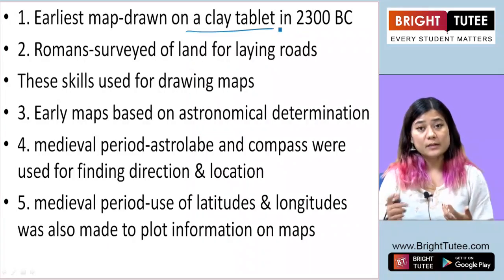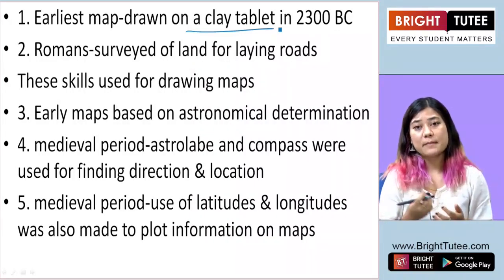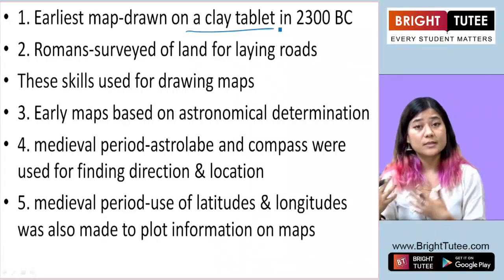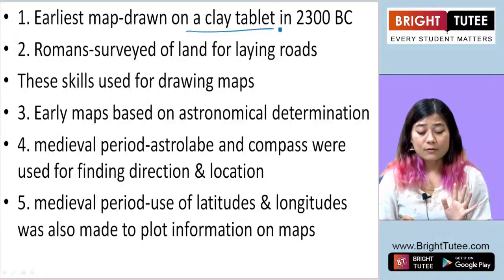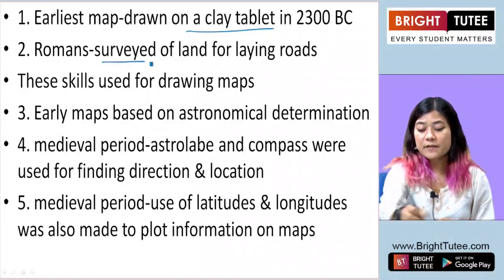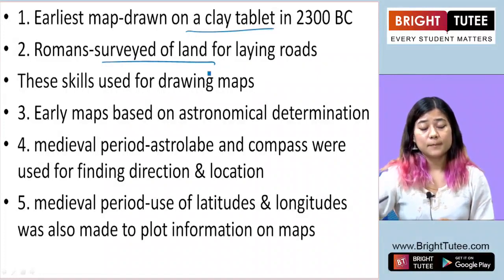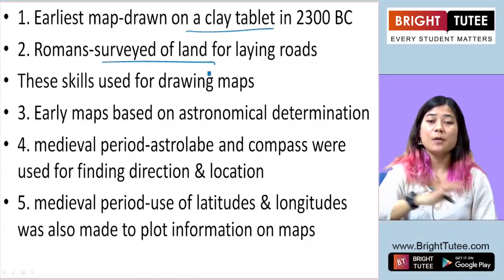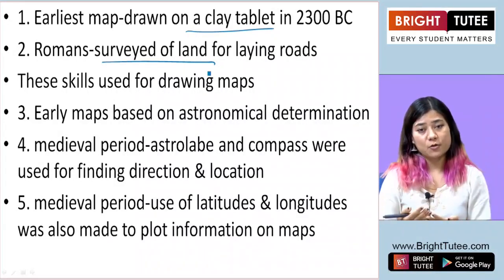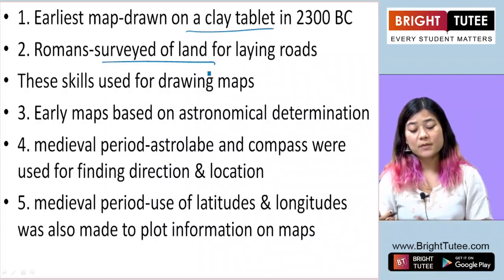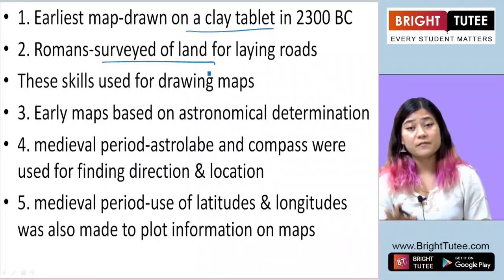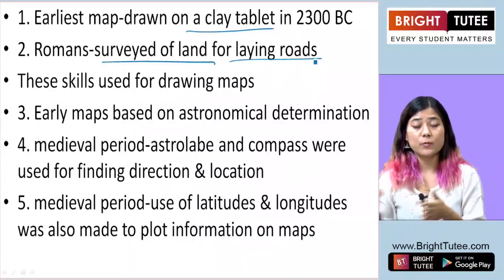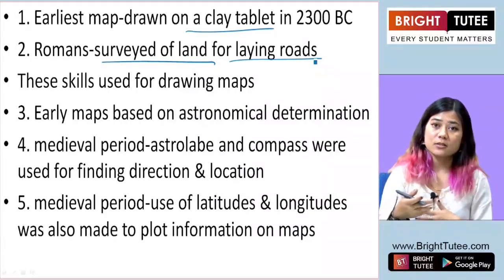So people drew the map on a clay tablet, not on paper. Paper had not been discovered then. Now the Romans used maps for the survey of land, for properly managing the land, trying to see how much land they owned, the measurement of it, and what grew in it. So the Romans used the maps for the survey of the land and also for building roads, where the road goes, where it cuts, where it turns.